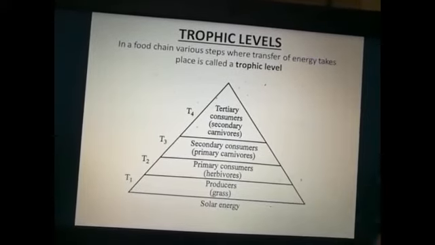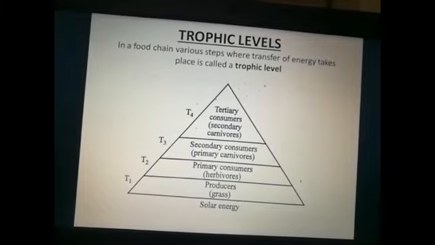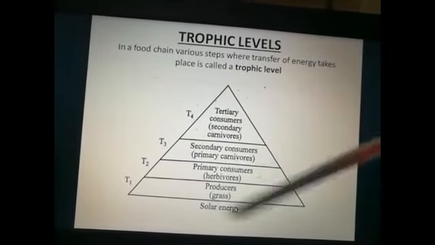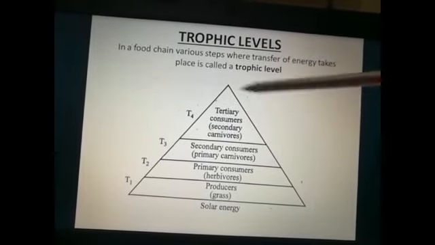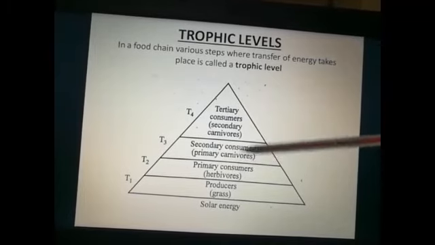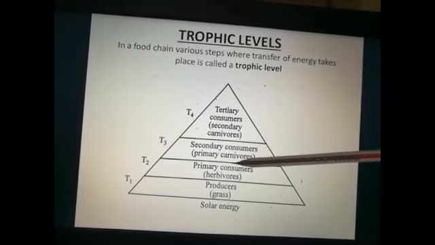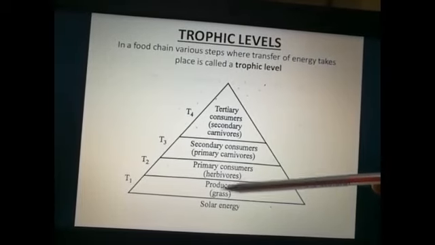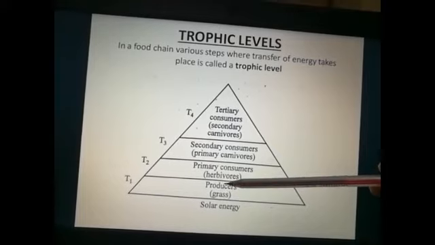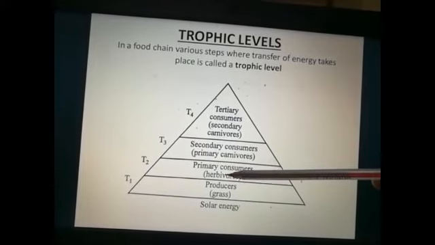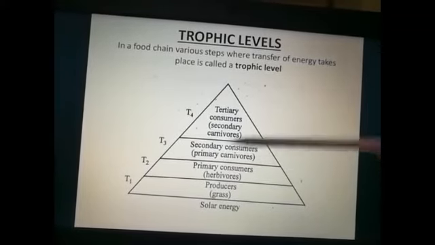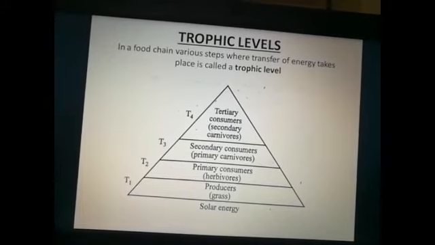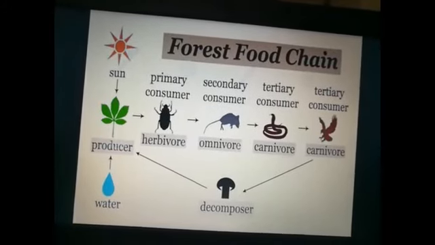Here this graphical representation is called an ecological pyramid. This pyramid shows the parameter of energy. The producers have the highest amount of energy, a large amount of energy, but when it is transferred to the consumers, the energy level decreases.